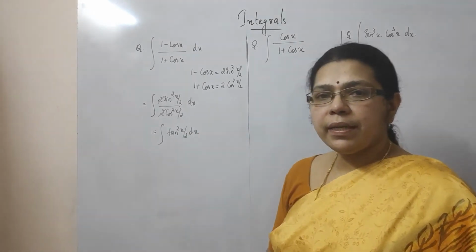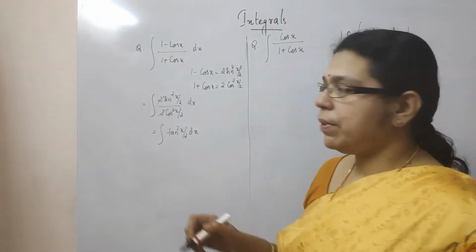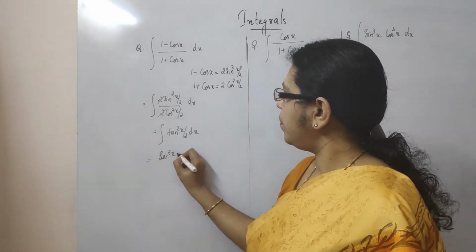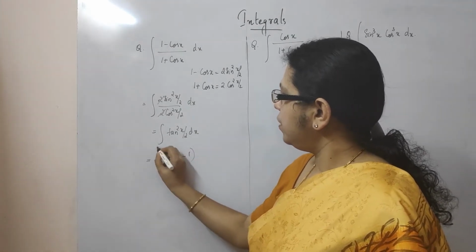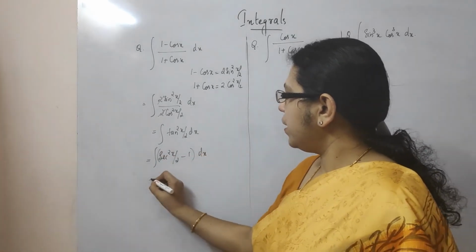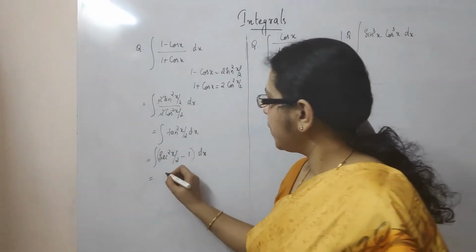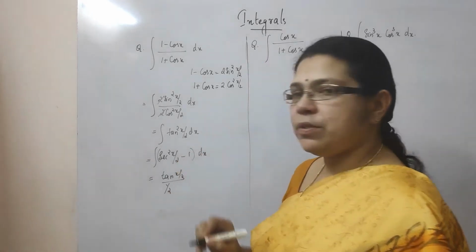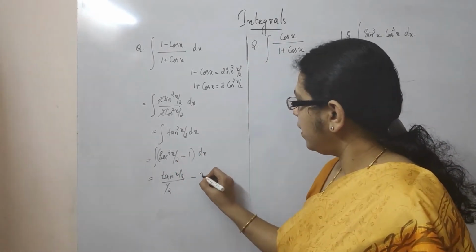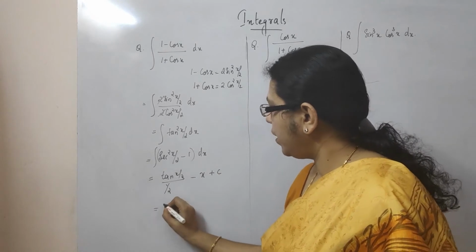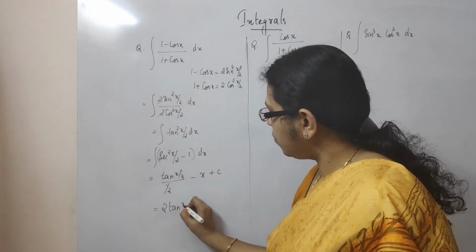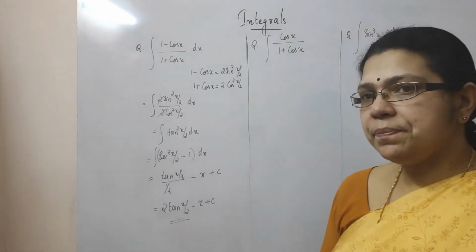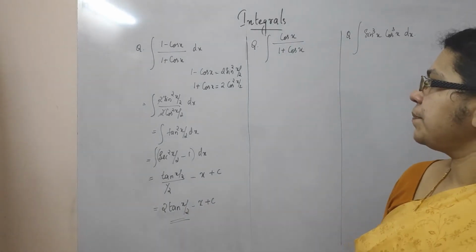Now how do we integrate tan square x by 2? I hope you remember. I'll write this as sec square x by 2 minus 1 into dx. Now the integral of sec squared x by 2 is tan x by 2 divided by 1 by 2, because 1 by 2 is the constant there, minus x plus c. If you want, you can write this as 2 tan x by 2 minus x plus c. Am I clear? Yes. Go through it.